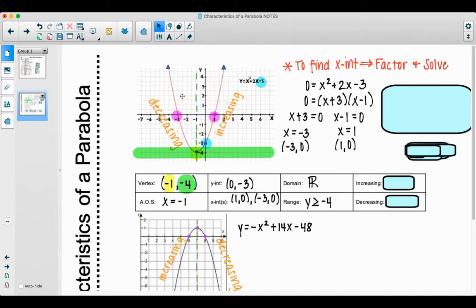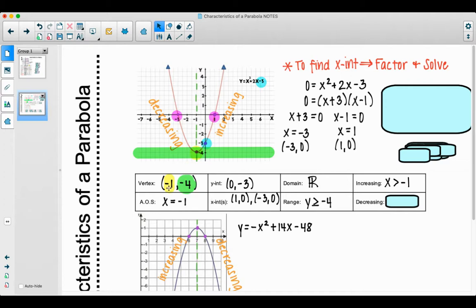When we talk about increasing or decreasing, these are intervals. So we have a set stopping and starting point of where our graph is decreasing. We have these arrows, so we're going to say that we're increasing for x values that are greater than -1. Notice here when we go back to increasing and decreasing, we use the x coordinate. Increasing and decreasing, we always use the x coordinate.